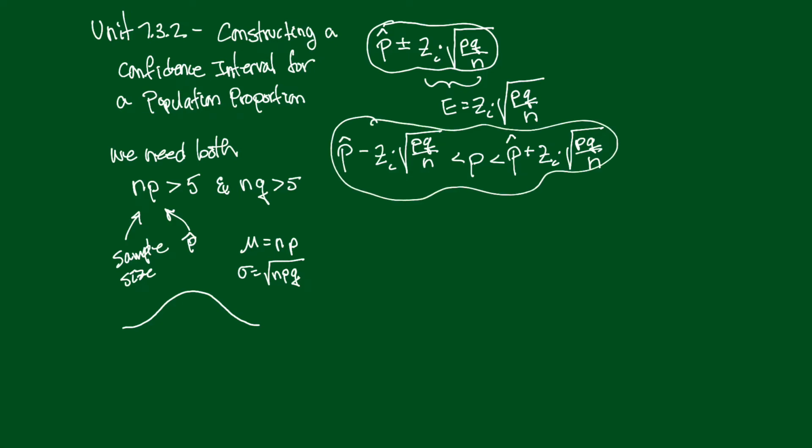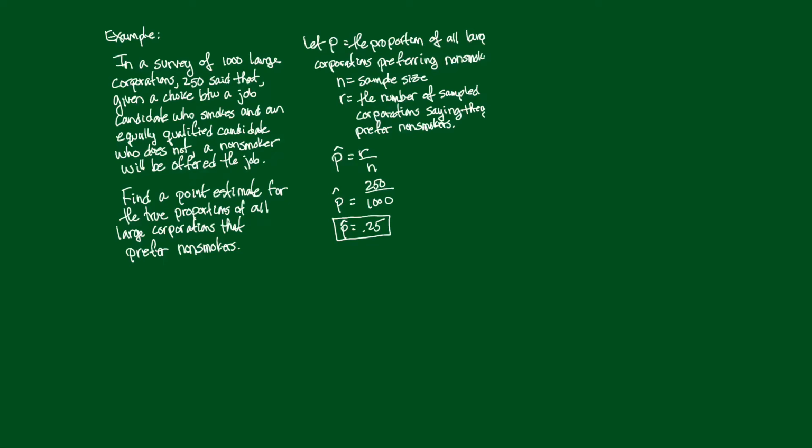Let's see how to use this formula. In our last unit, if you were with us then, we did an example where we surveyed 1,000 large corporations, and 250 said that they preferred to hire a non-smoker over a smoker. The first thing we did is find a point estimate, p hat, which was r over n: 250 out of the 1,000 surveyed. So the estimate for the true proportion is 0.25, about 25% of all major corporations prefer non-smoking candidates over smokers.